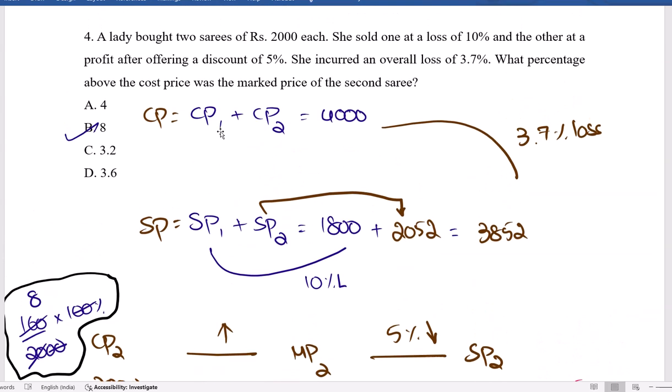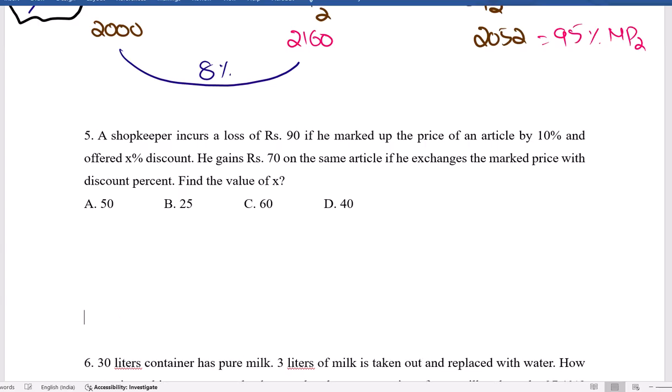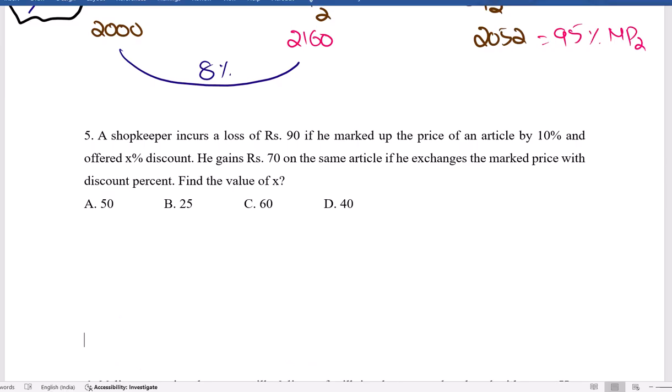Next level question actually from profit and loss. Watch things carefully. Now this is again a profit and loss related question. A shopkeeper got a loss of 90 rupees if he marked up the price of an article by 10% and offered X% discount. He gained 70 on the same article if he exchanged the marked price with discount. So cost price, you increase 10% and you decrease X%. You got a loss of 90 means selling price is cost price minus 90.